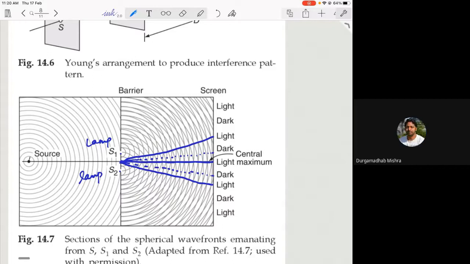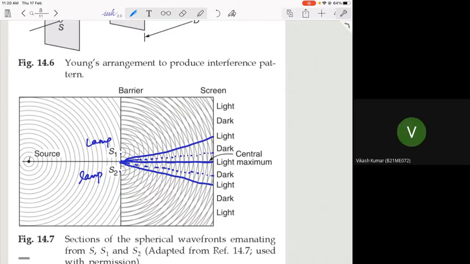So what is the time scale of this change? How fast will it change? Sir, there will be no interference because the light is incoherent. Incoherent, okay. Yes, that is another interesting point. So why is the light incoherent?